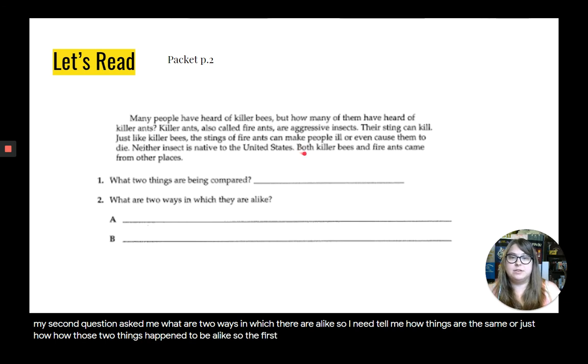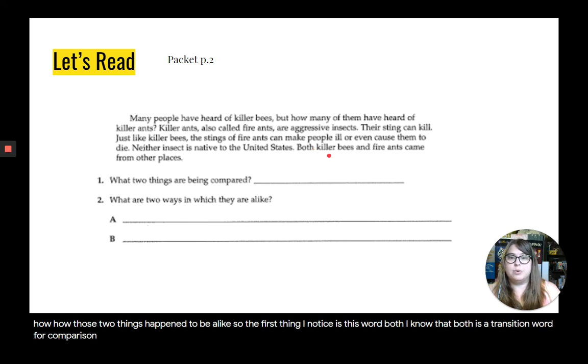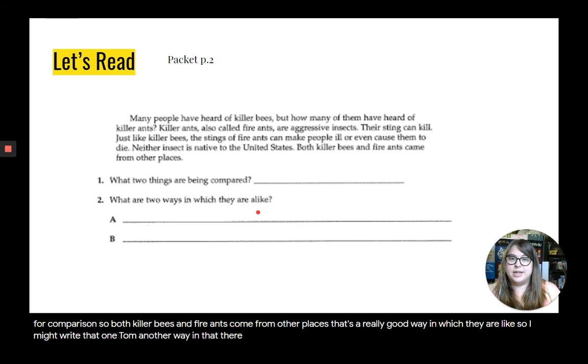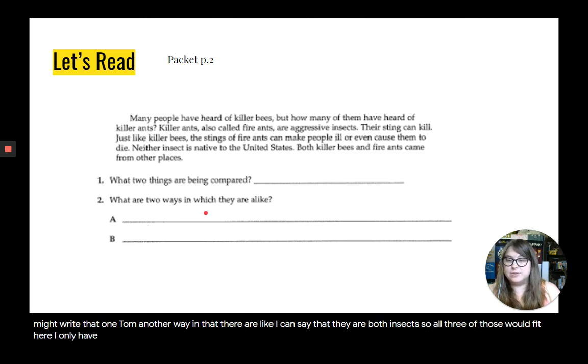The first thing I notice is this word both. I know that both is a transition word for comparison. So both killer bees and fire ants come from other places. That's a really good way in which they are alike, so I might write that one down. Another way they're alike, I can say that they are both insects. Both of their stings can kill. So all three of those would fit here. I only have to choose the best two that I like. You can choose the ones that you like as well.